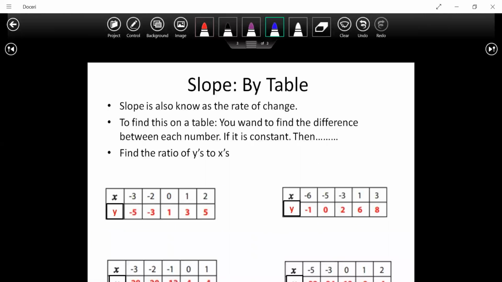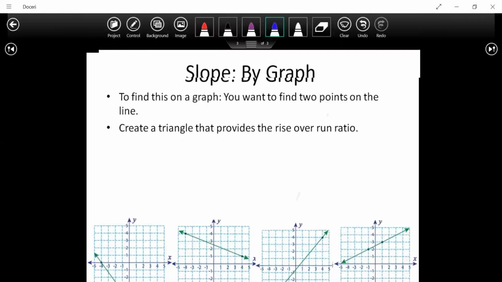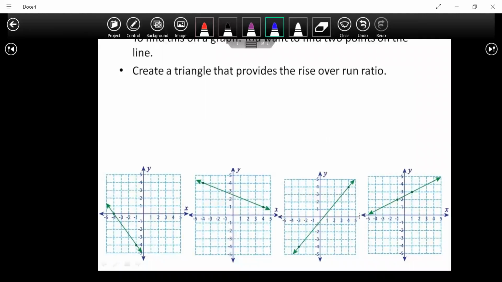Slope by graph. I know. I'm sorry. I like doing this to you. We're using whiteboards tomorrow. We're going to have a fun game. It's going to be interesting.